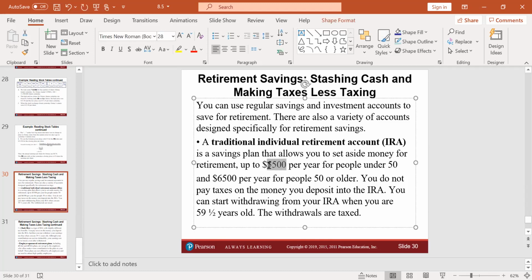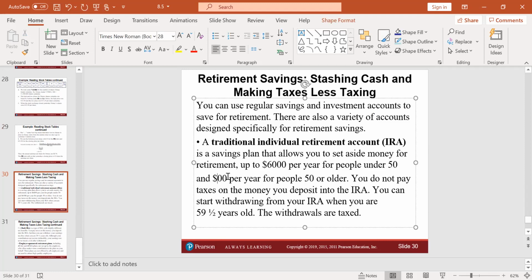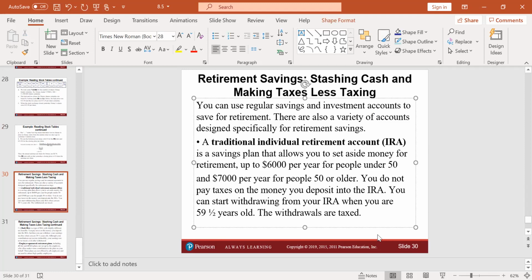IRAs, individual retirement accounts, the numbers have actually updated in the past couple of years. An IRA is a special retirement account that you can open. It restricts the amount of money you're allowed to put in it each year. There's even something called a Roth IRA. A Roth IRA is a special IRA account, and it has a wonderful benefit of the money you put in, which then grows with interest over time. When you're ready to start taking money out of it, you do not have to pay taxes on the withdrawals that you take from it.